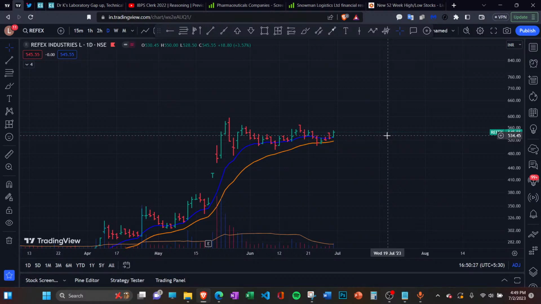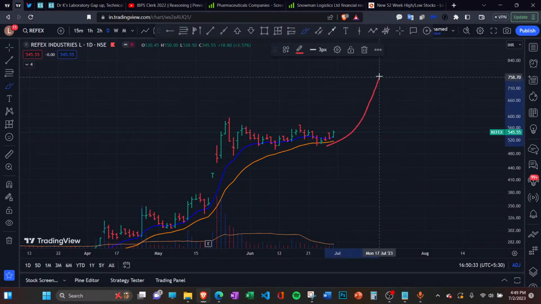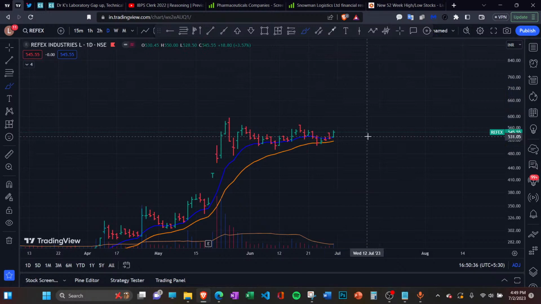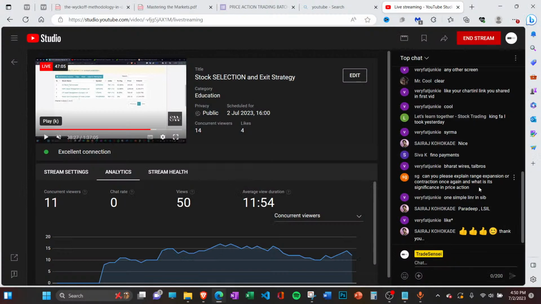Whenever one group loses, either the buyers or the sellers, if the sellers lose, the range will expand on the upper side. That means there's no more selling left, no more profit booking happening, or the previous sellers have all exited. The new buyers are buying the stock and are willing to buy at a higher price. That leads to the expansion in the range, and the price moves higher. In case the sellers overcome the buyers, meaning the buyers are exhausted, the range will expand on the lower side. That is what is meant by range expansion and contraction.